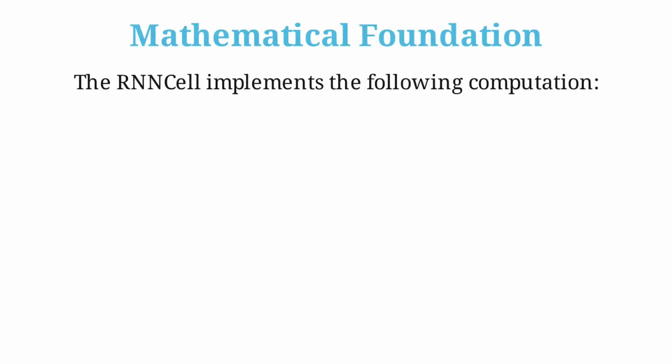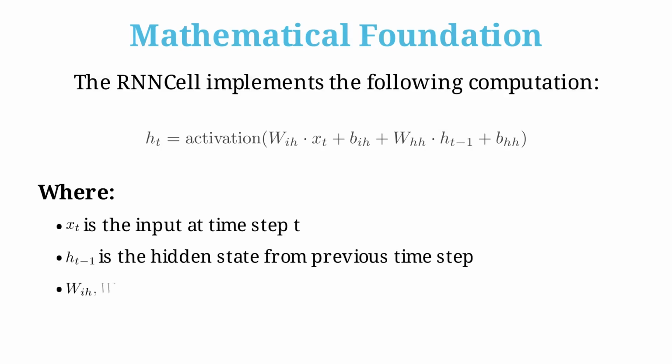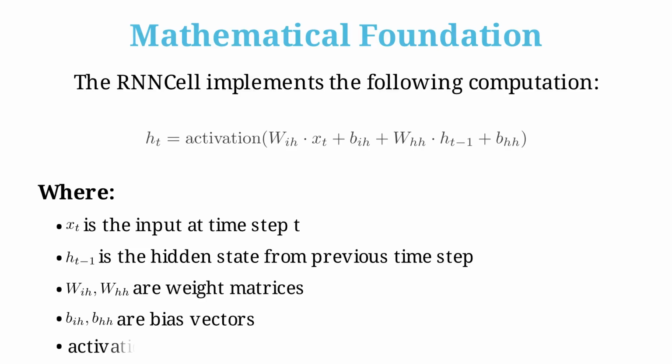Now let's understand the mathematical foundation. The RNN cell implements a specific computation. It calculates h at time t equals the activation function applied to W_ih times x_t plus b_ih, plus W_hh times h at t-1 plus b_hh. Here, x_t is our input at time step t. h at t-1 is the hidden state from the previous time step. W_ih and W_hh are our weight matrices. b_ih and b_hh are our bias vectors, and the activation is either tanh or ReLU.